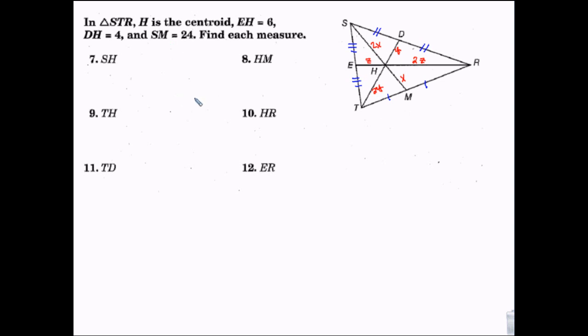Okay. H is my centroid. So I have DH is 4. That's this length right here. So I'll just put y equals 4. EH is 6. That's this length right here. And SM, this whole thing, so 3x is going to be 24. So you can use that information and go ahead and try these.